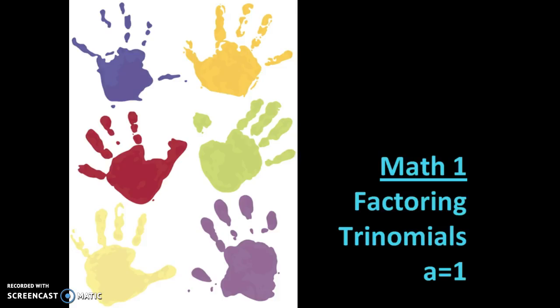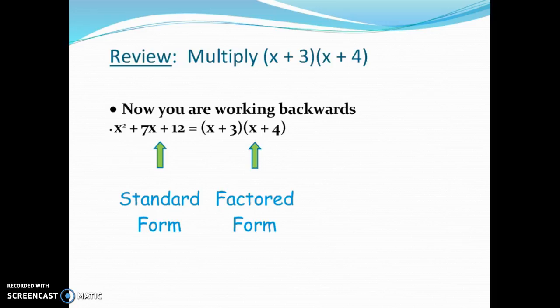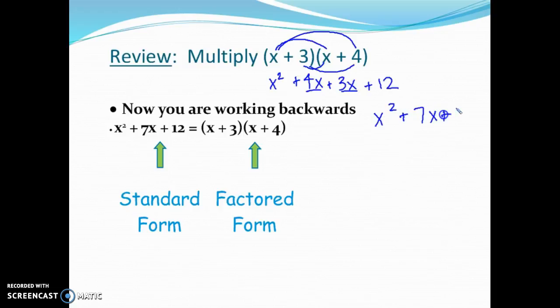Now that we've looked at GCF factoring and factoring by grouping, we're going to move into factoring trinomials. The first type of trinomial we're going to look at is where a equals 1. So, quick review. Whenever we multiplied x plus 3 times x plus 4, if we did it by FOILing, x times x, our first terms, gives us x squared. X times 4 gives us 4x. 3 times x is 3x, and 3 times 4 is 12. My like terms are in the middle, so I have x squared plus 7x plus 12.